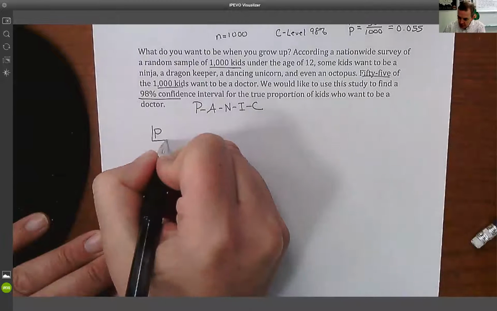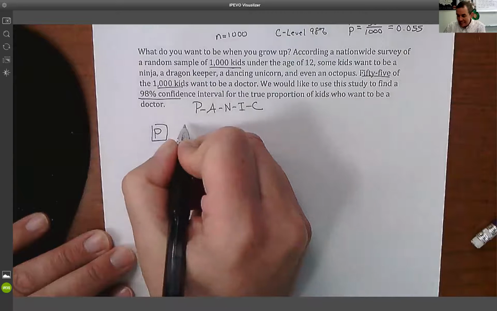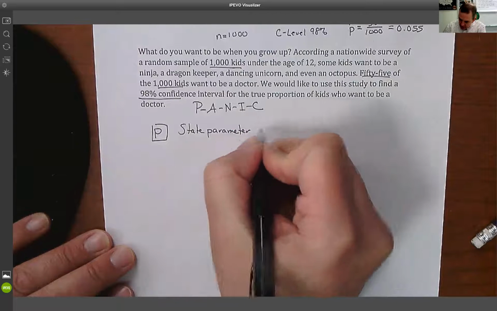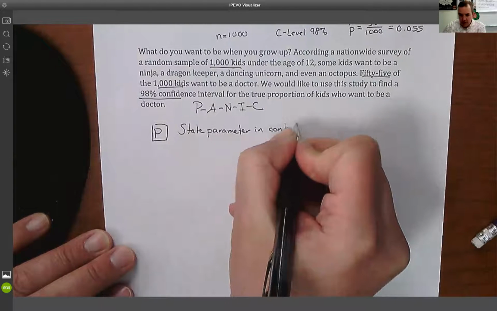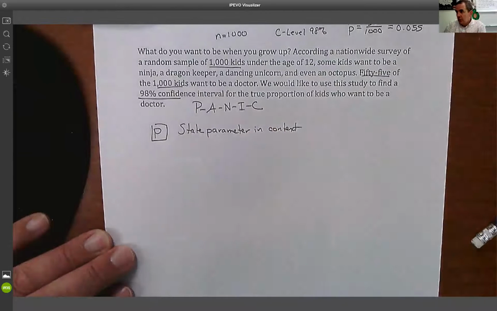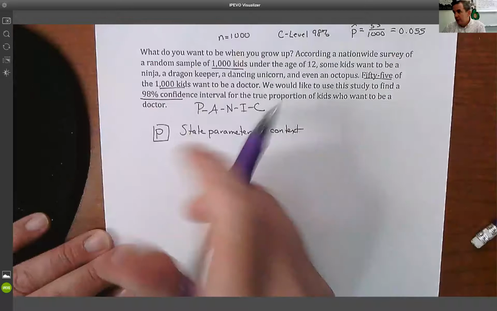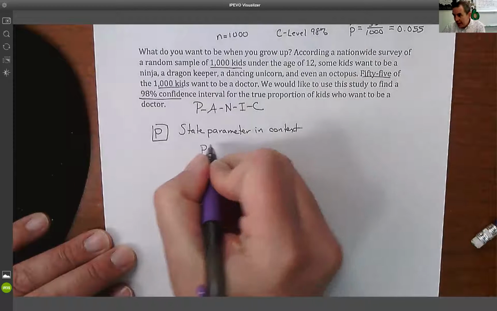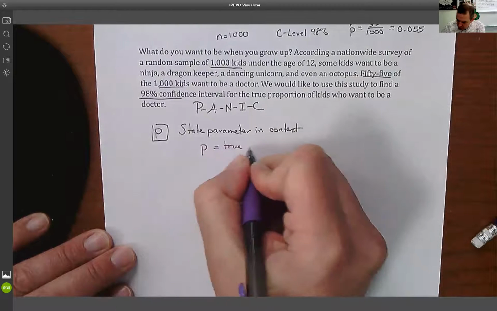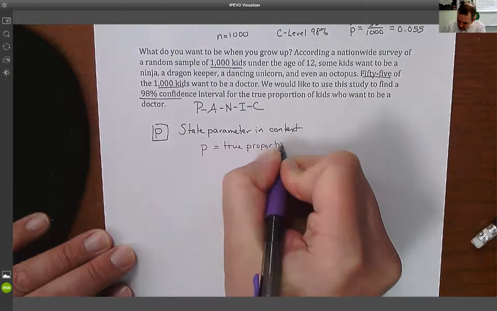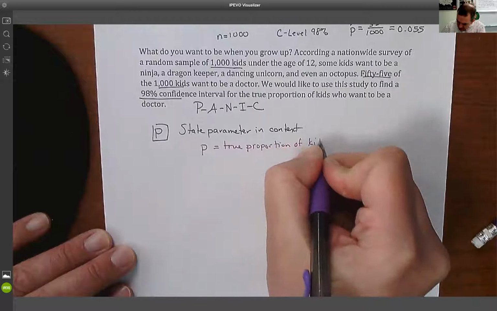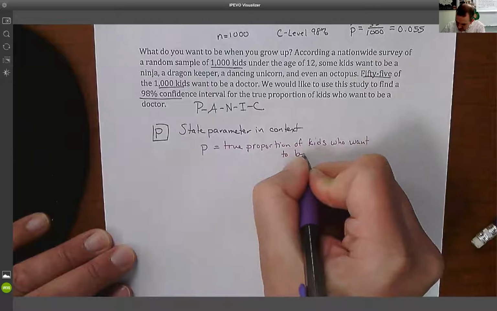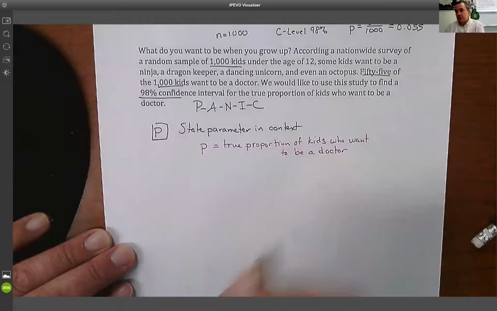The P stands for stating the parameter in context. So we're going to state our parameter in context. I'm writing down the explanation, but then I'm going to write down in a different color what I would actually want to see from you. In this case, what we're trying to figure out is the true proportion of kids who want to be a doctor. Since it's a parameter, it's the P without the hat. P equals the true proportion of kids who want to be a doctor. So you need to express this up front: state your parameter in context.